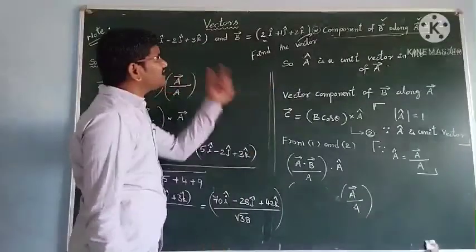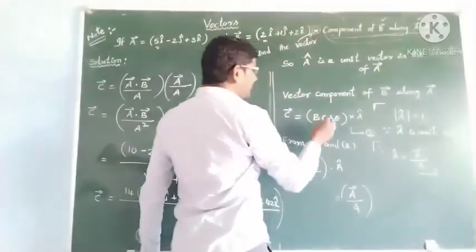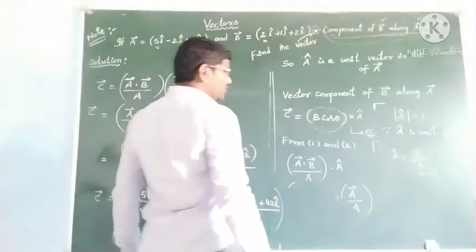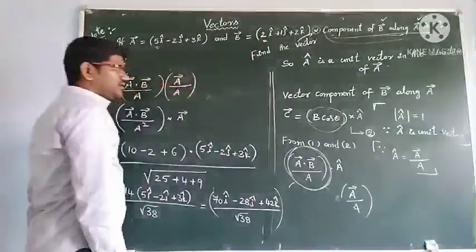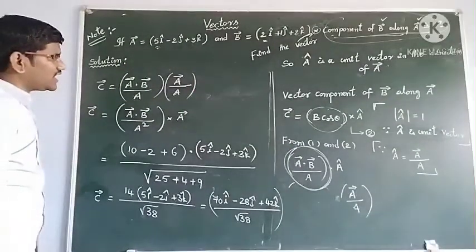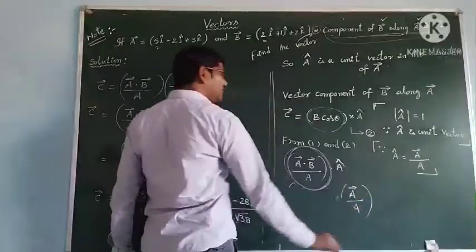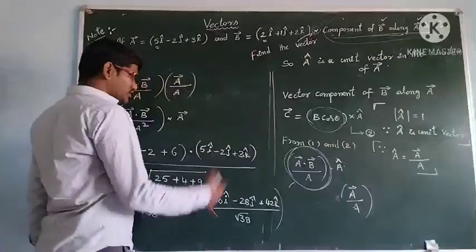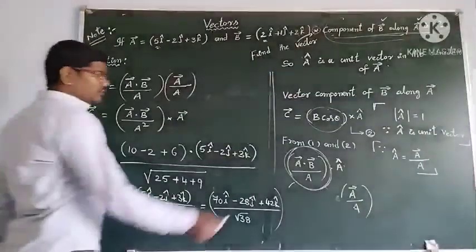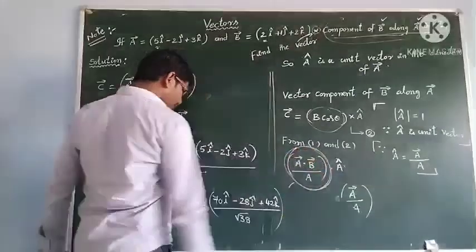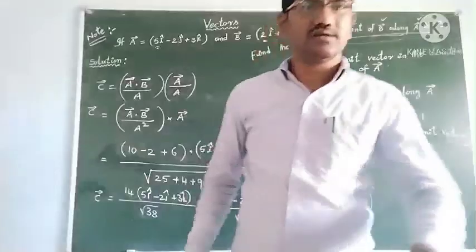If they ask for the component of B bar along A bar, you find only B cos theta, so only this much you will get. If they ask for the vector component, then the unit vector in that direction should be multiplied, so you multiply with that A cap. Previously we calculated this value and that should be multiplied by A cap. That is the solution, students.